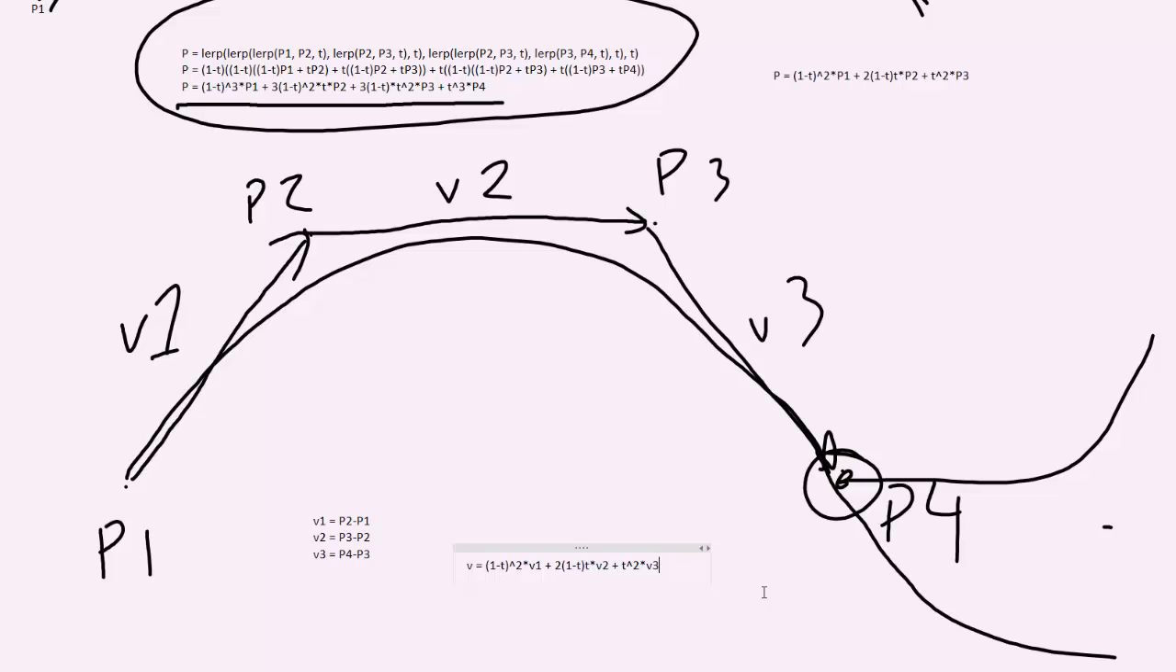But the main thing we get here is the speed at the beginning and at the end of the Bezier curve. So we can see that when t equals 0, 1 minus t equals 1, and we get only v1. So at the beginning, we are located at P1, and we are at the speed v1. At the end, t equals 1, everything else is 0, so we're only using v3. So at the end, we're located at P4, and we're traveling along v3.